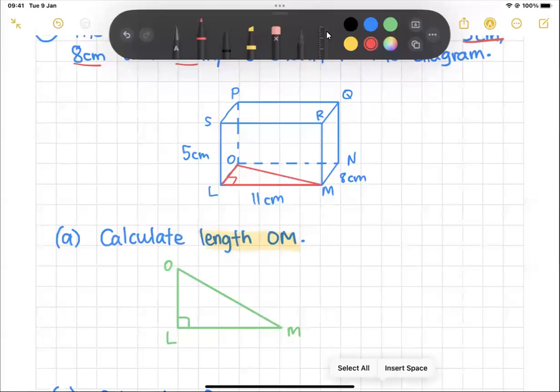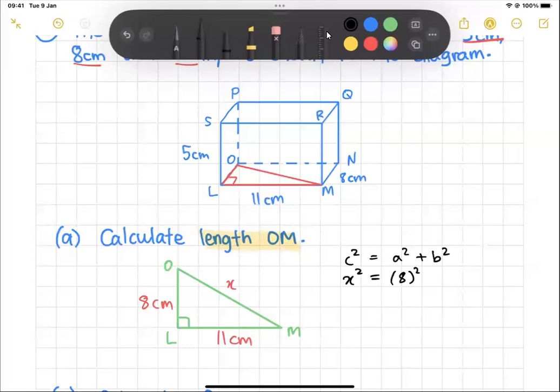Now I'm going to just label it. OL should have the dimension of 8 centimeters. LM should have the dimensions of 11 centimeters. And what I need to find is OM. I'm just going to write down as X. Now let's try to solve using Pythagoras. C squared equals A squared plus B squared. Substitute C squared for X squared equal to 8 squared. And B will be 11, so I'll substitute that as 11 squared.